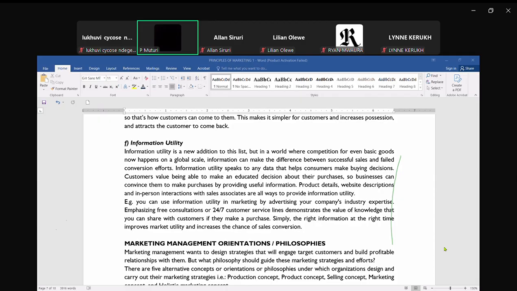So information utility is a new addition. And this is about, in the world we're living in now, there is a lot of information. And information can make a whole lot of difference. So how you create the awareness and give the customers the information.